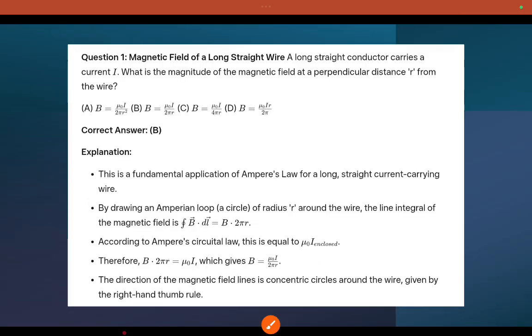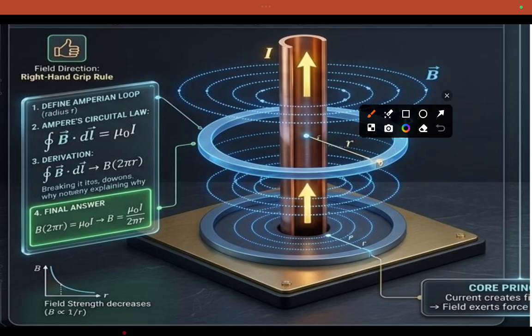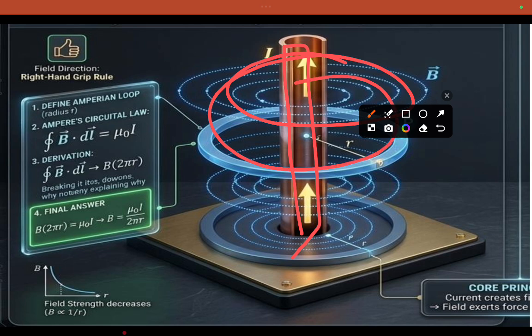Here is the first question as part of our lecture, question number 1 related to the magnetic field along a straight wire. A long straight conductor carries current I. What is the magnitude of magnetic field at a perpendicular distance R from the wire? So we have a conductor, and in this conductor we need to find the magnetic field. Here we use the Ampere loop.